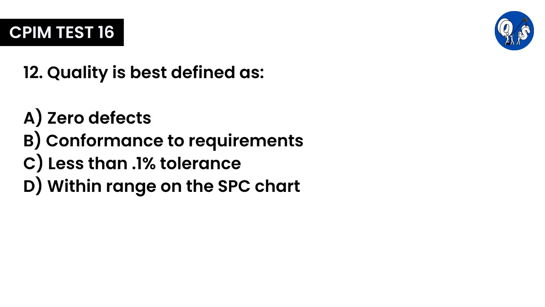Question number 12. Quality is best defined as A. Zero defects, B. Conformance to requirements, C. Less than 0.1% tolerance, D. Within range on the SPC chart. Here the correct answer is B. Quality is the conformance to requirements. Other answers could be measurements of the conformance.